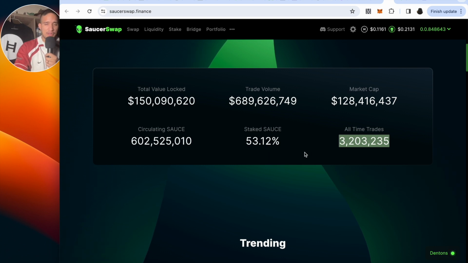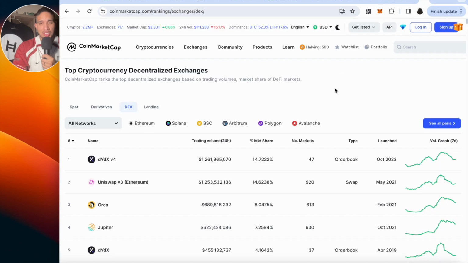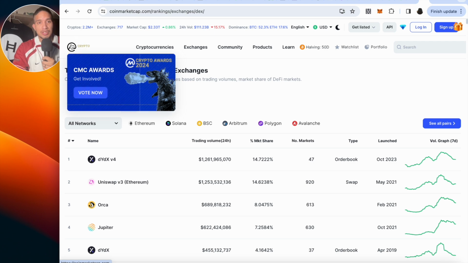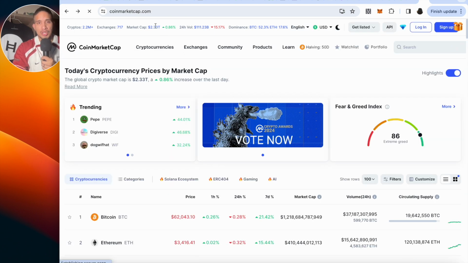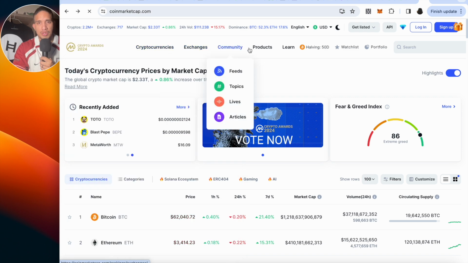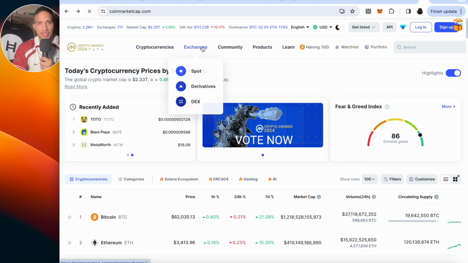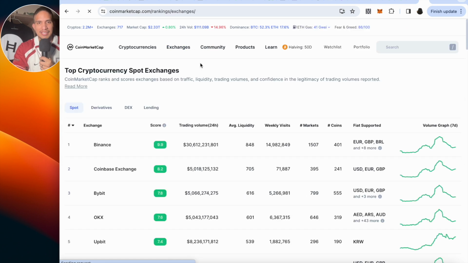Now, because they're the first and the most popular ones, they're gonna get a lot of recognition and get ahead in the game. How? Well, you guys are welcome to come here to CoinMarketCap. So what you're gonna do, just type in coinmarketcap.com. Now you're gonna see here cryptocurrencies, exchanges, community products. Click on exchange, and then you're gonna see the drop down menu, and you're gonna click on DEXs.